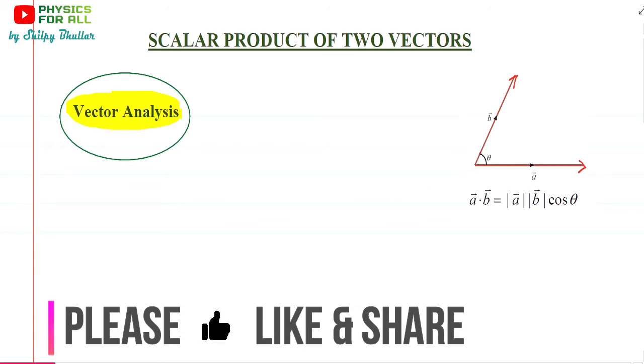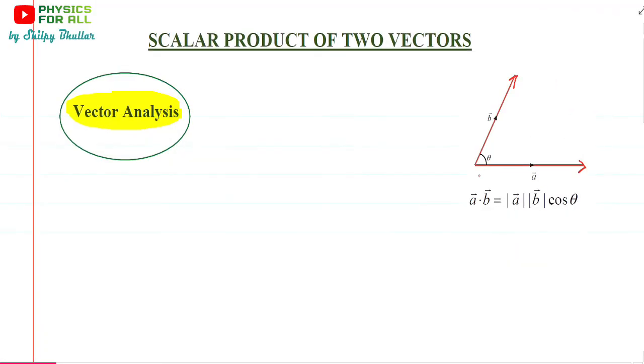Okay, so here we have joined the two vectors by their tails. And now we have to find the scalar product of these two vectors. Now, whenever we join these two arrows, they would definitely form some angle. There would be some angle forming between them.